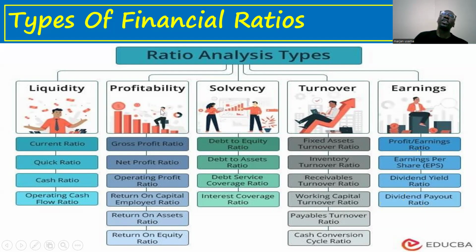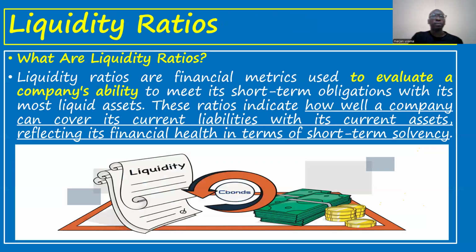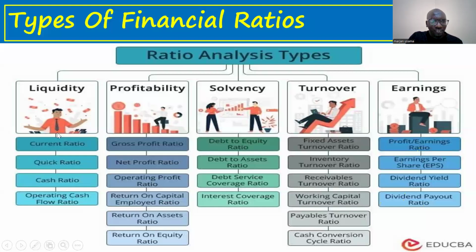For each and every ratio, we have subsets in each and every branch. Now, number one, we are going to start with the liquidity ratio. Under liquidity ratio, we have the current ratio, the quick ratio, the cash ratio, and the operating cash flow ratio. So we are going to start with number one. I need you to focus. We are going to start with the liquidity ratios.